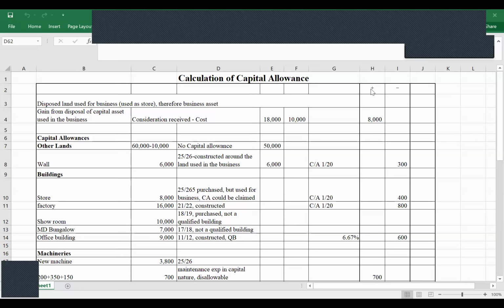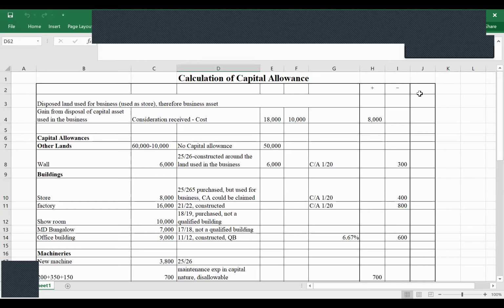So you have to mention the plus mark and the minus mark. Plus mark is for the additions, minus mark is for the deductions. So what is the first one? First one is a wall.